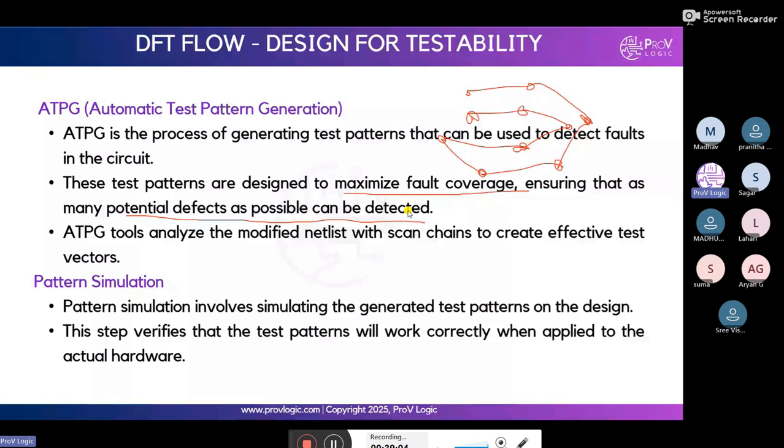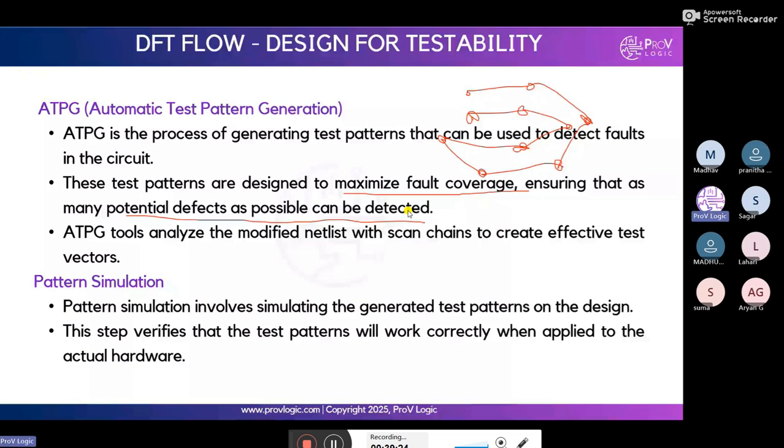And ATPG tools. For DFT also we will have separate tools. For PD we have separate tools. For DFD we have separate tools like that. So ATPG tools analyze the modified netlist with scan chains to create effective test vectors. And next is pattern simulation. So this is one of the verification methodologies.